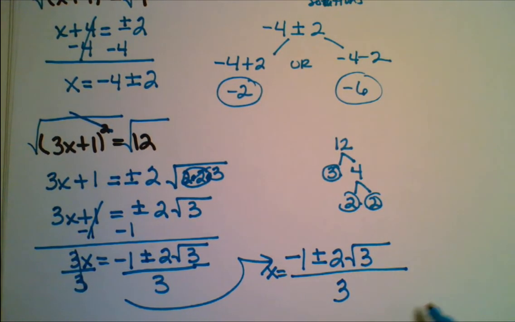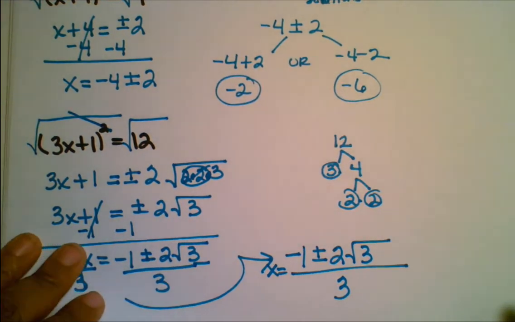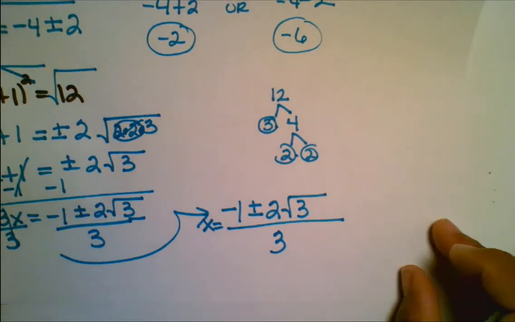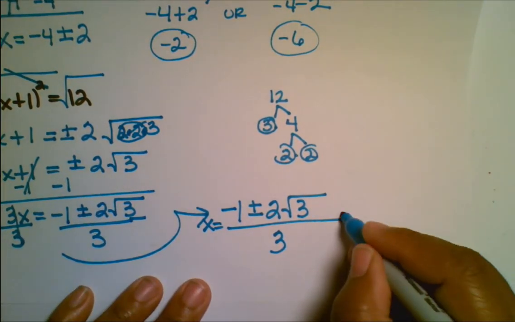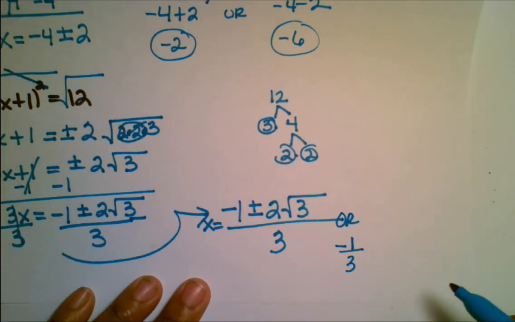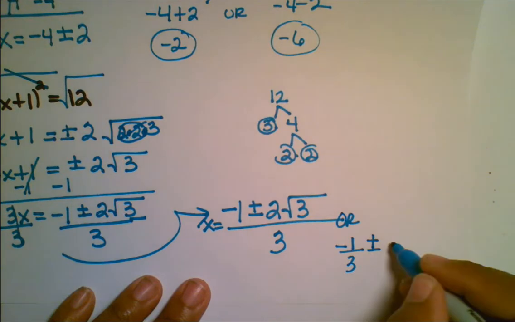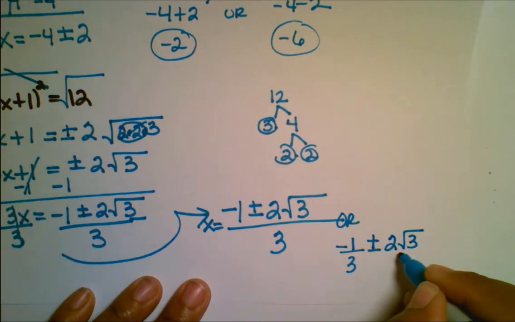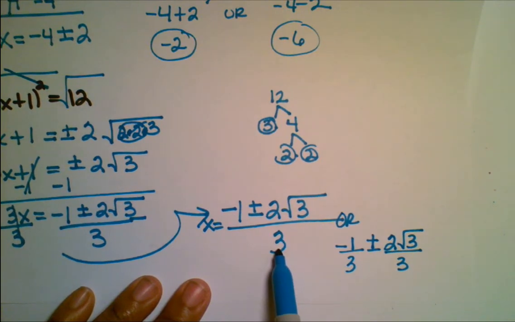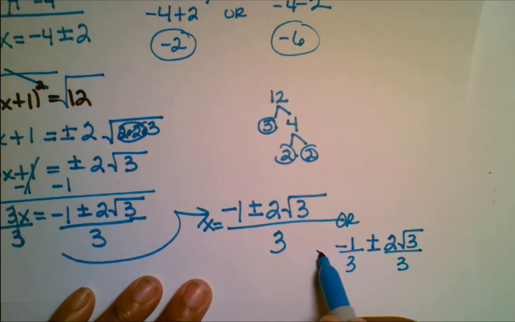So you can write it as one fraction, if you wanted to. Both of these are the same answer, so don't think one overrides the other. Or we can say negative 1/3 plus or minus 2 square root of 3 over 3. Since the numerator shares a common denominator, we can write this as two separate fractions. It's still the same solution, just written differently.